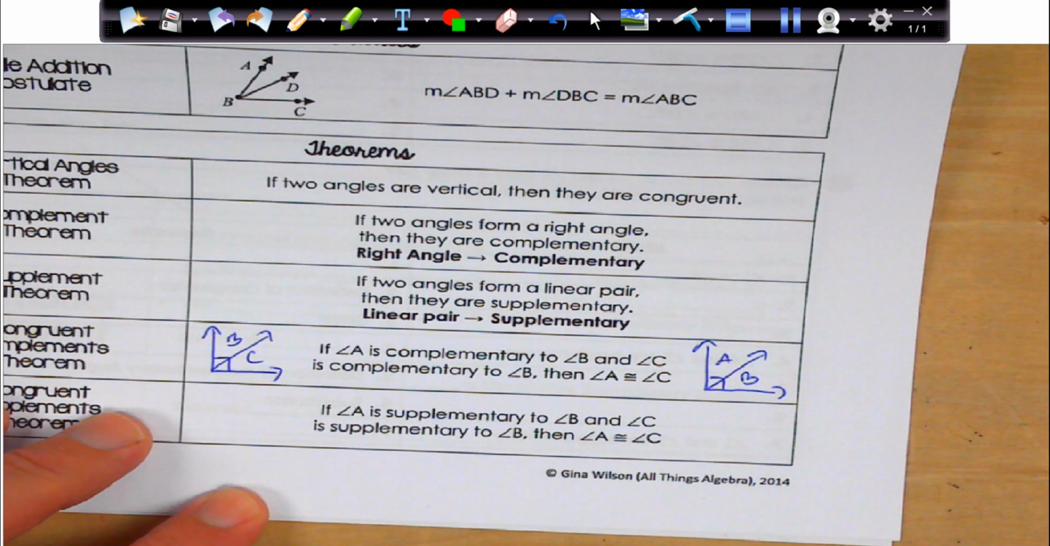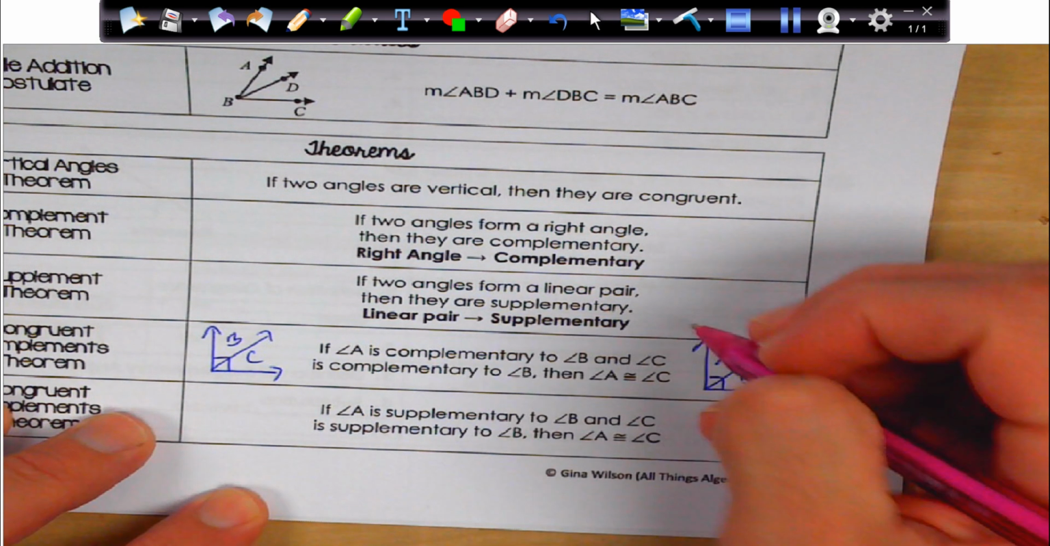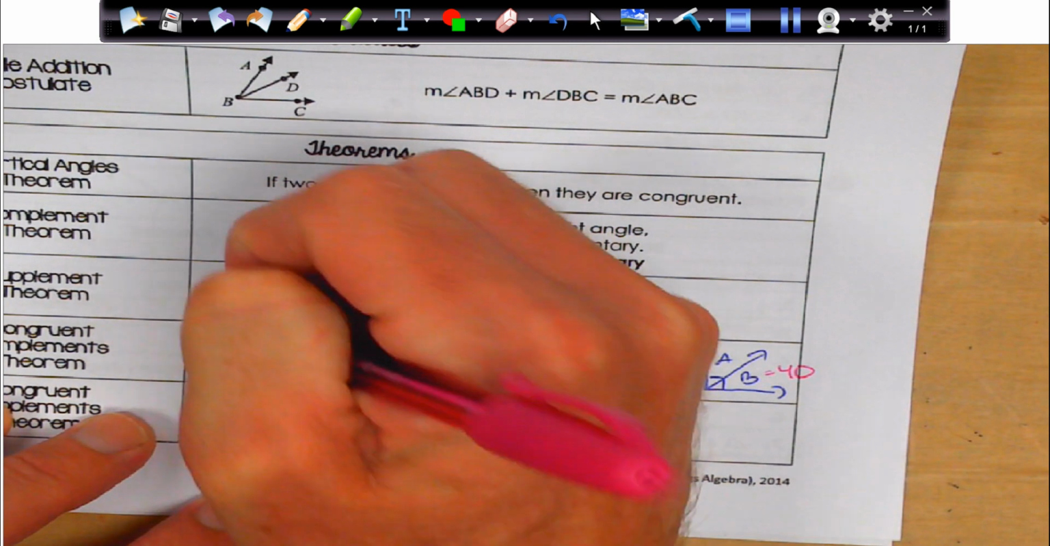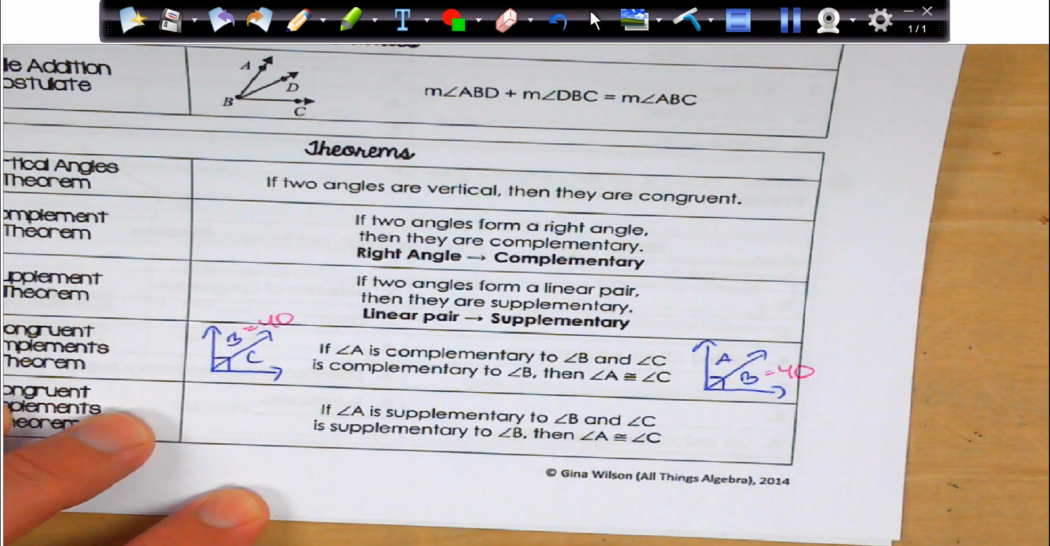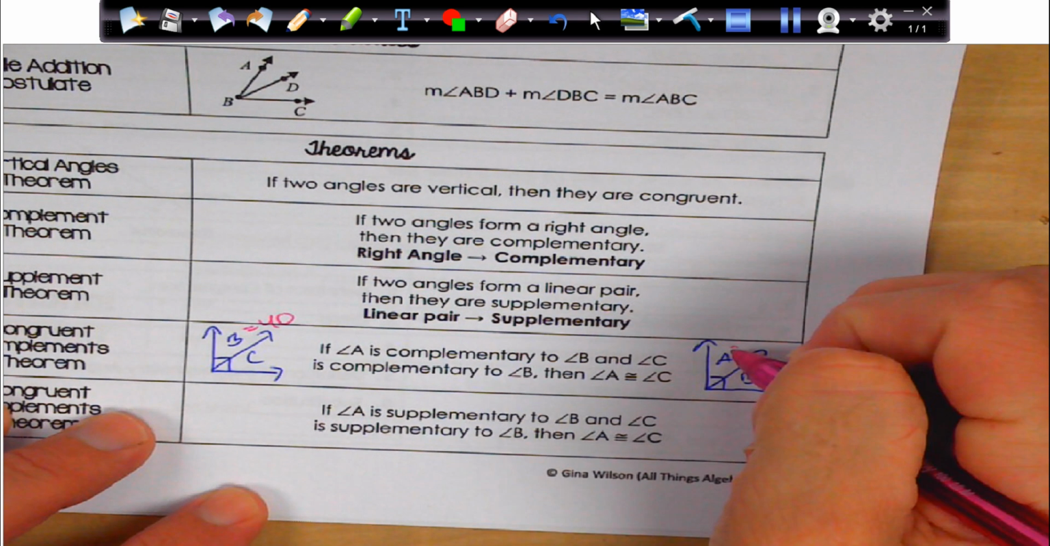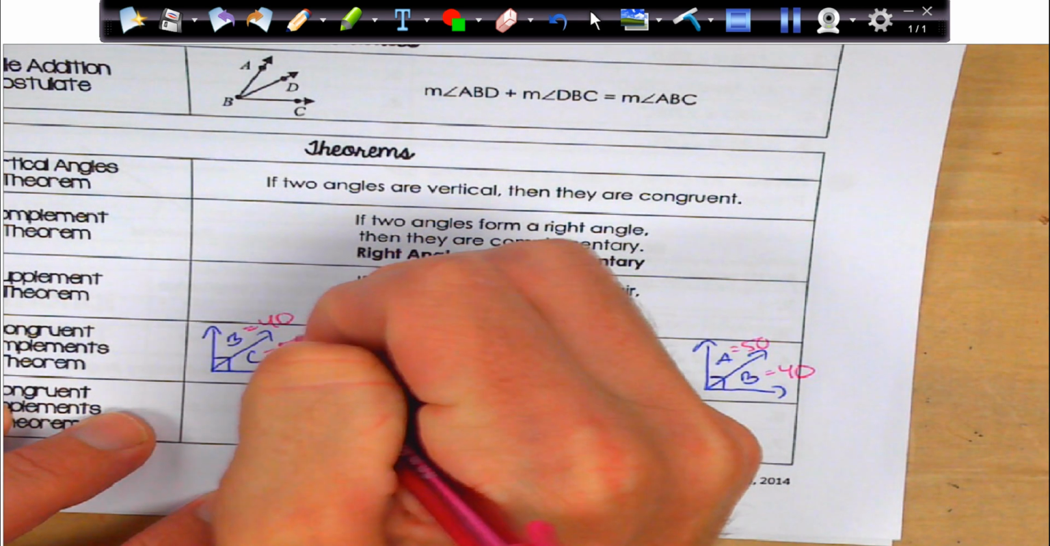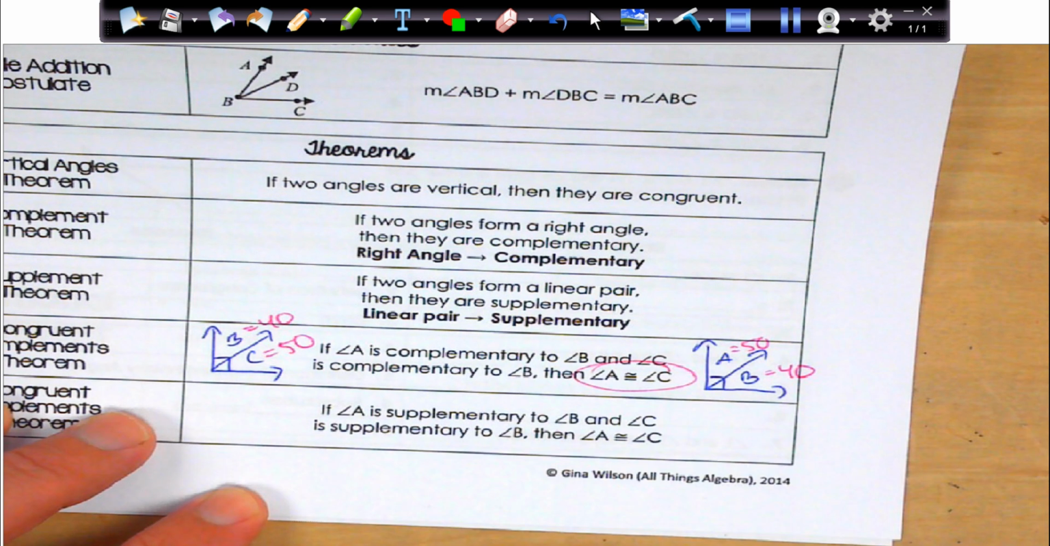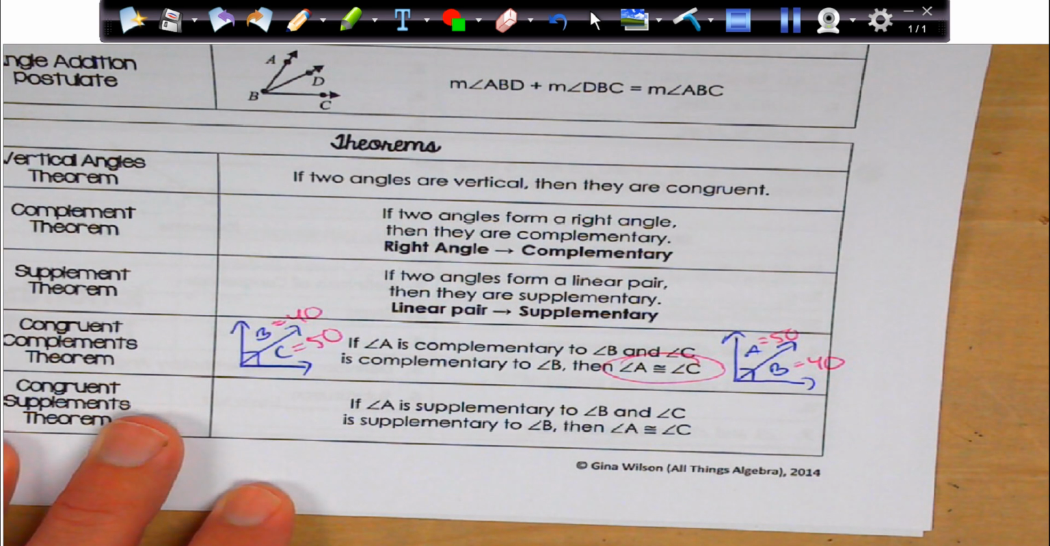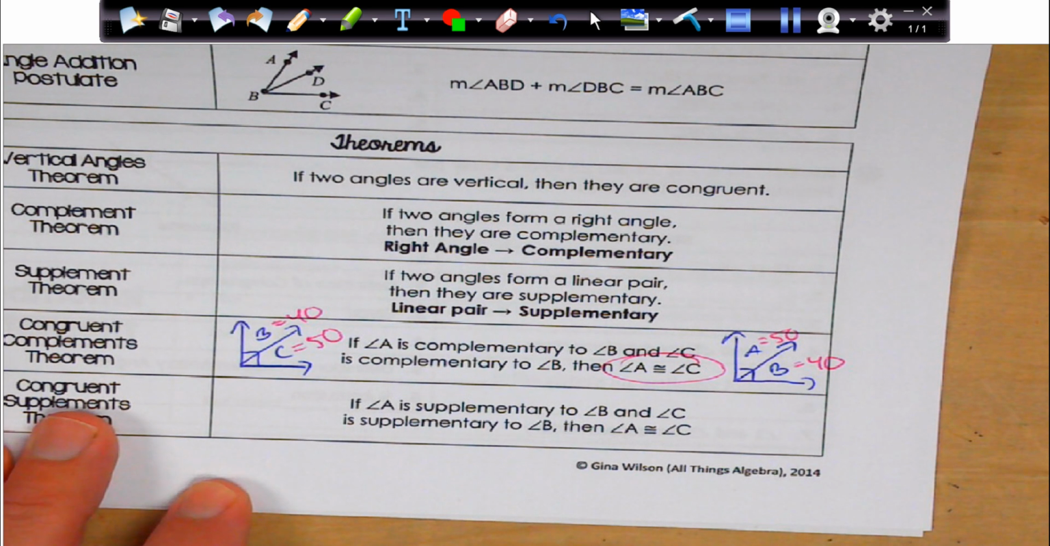And this is easily proved. Let's just say B is 40 degrees in this situation. Well, if B is 40 degrees, then these two add to 90. That would have to be 50, and this would have to be 50, which proves that A and C would have to be congruent. So this is a little visual proof of that. It works the same for supplements as well.